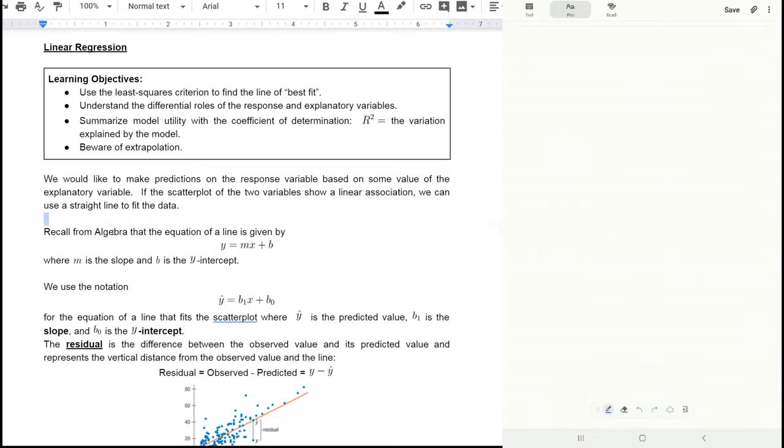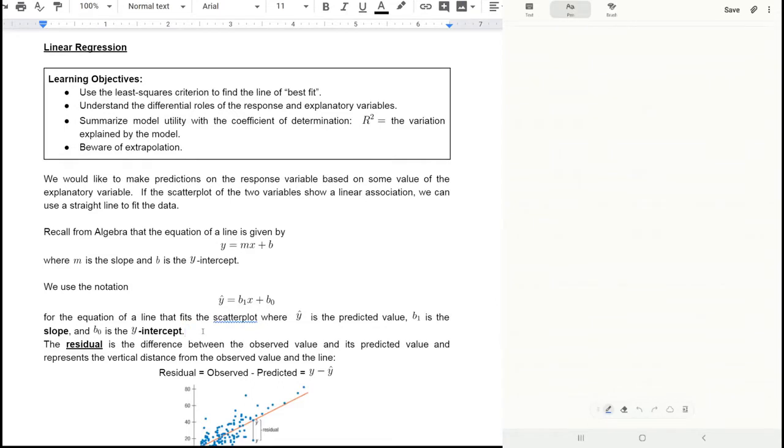So recall from algebra that the equation of a line is given by y equals mx plus b, where m is the slope of the line and b is the y-intercept. Now for our course, we're going to use this notation. So we have y hat is equal to b1x plus b naught. So y hat is going to be the predicted value, b1 is going to be the slope, and b naught is the y-intercept.